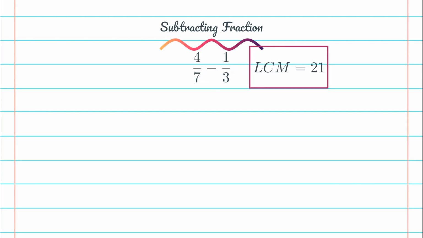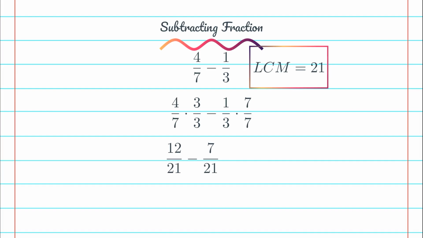To make the denominators the same, we need to multiply the numerators and the denominators of the fractions by the same number. For the first fraction, what number do we need to multiply 7 by to get 21 as the denominator? Now pause and think about it for a second. And the answer is 3. Similarly, we need to multiply the numerator and the denominator of the second fraction by 7 to get 21 as a denominator. After multiplying the numerators and the denominators, we get 12 over 21 and 7 over 21.